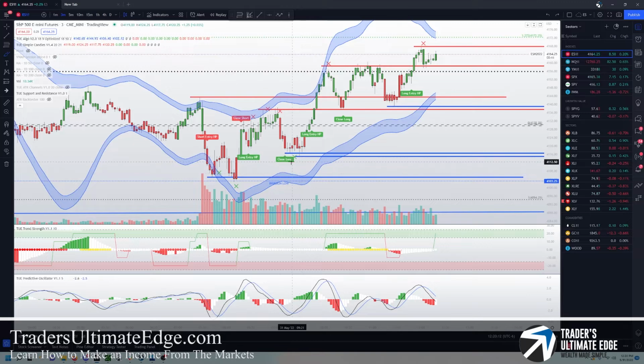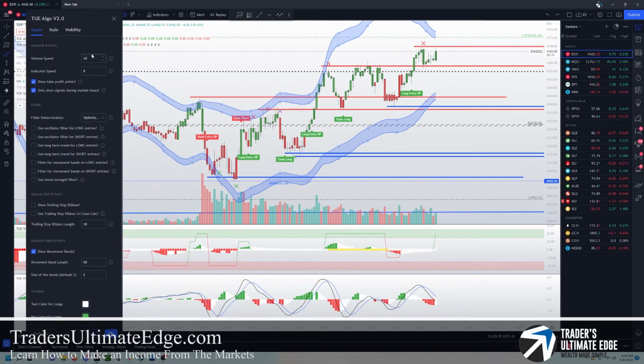This works on, this is the ES 3 minute right here. This works out of the box on the ES 1 minute or 3 minute. It does work on the 5 minute as well. And crude oil futures. It works great on crude oil futures as well. I mostly trade the ES, so this is what I built this for. However, you can use it on anything if you just adjust a few of the settings. And I'm going to show you some of those right now.